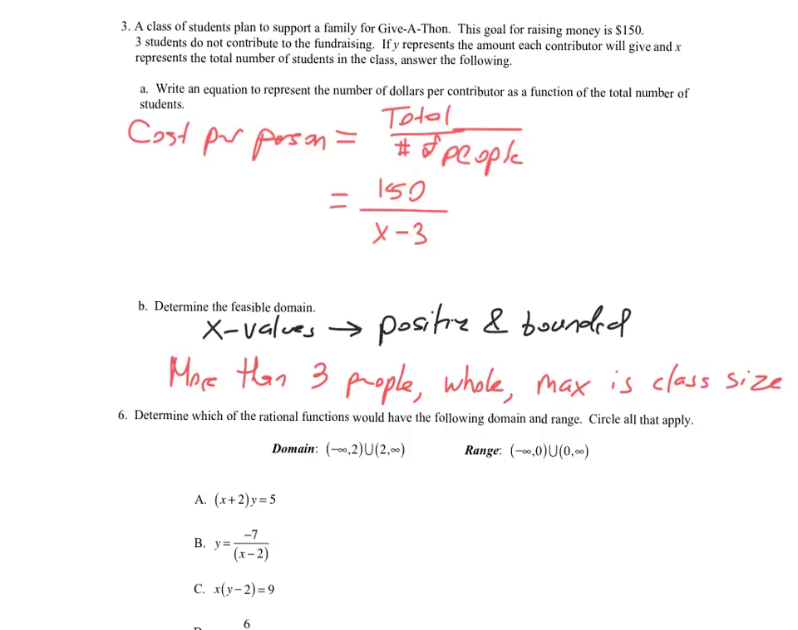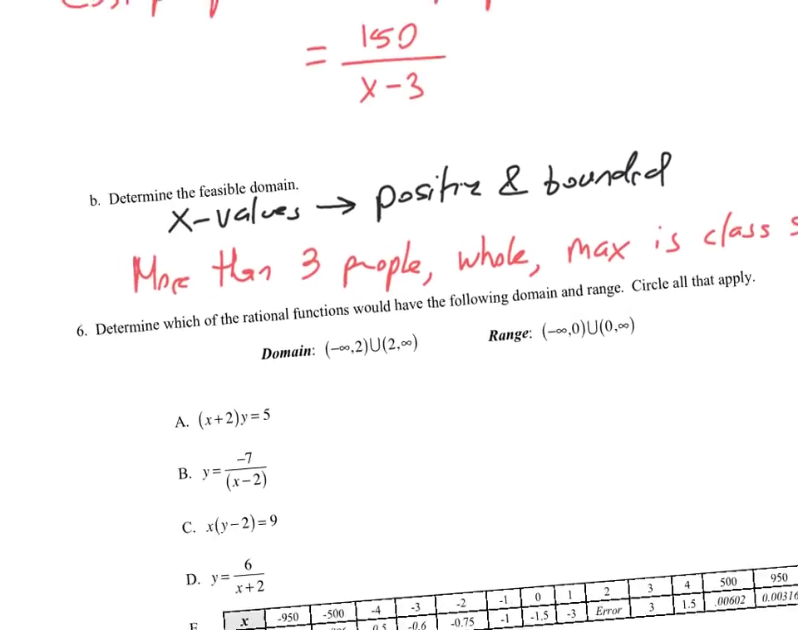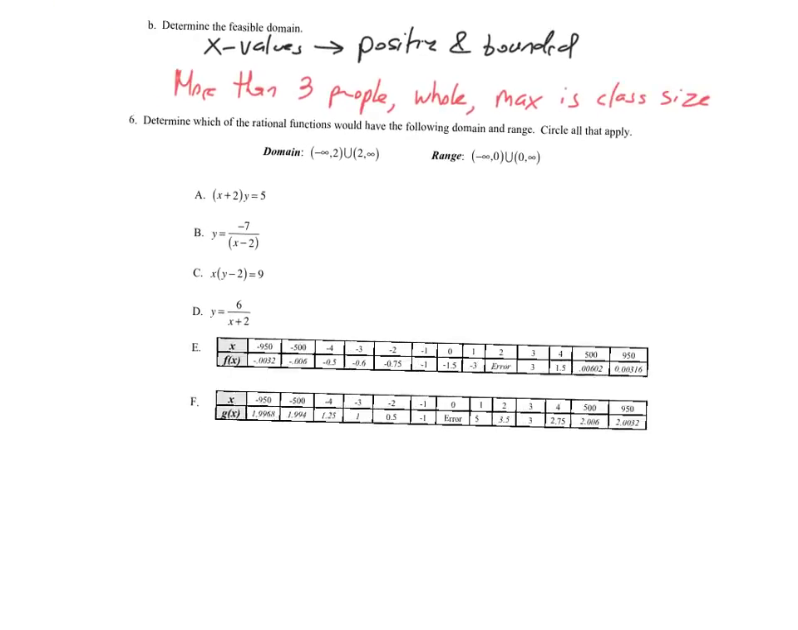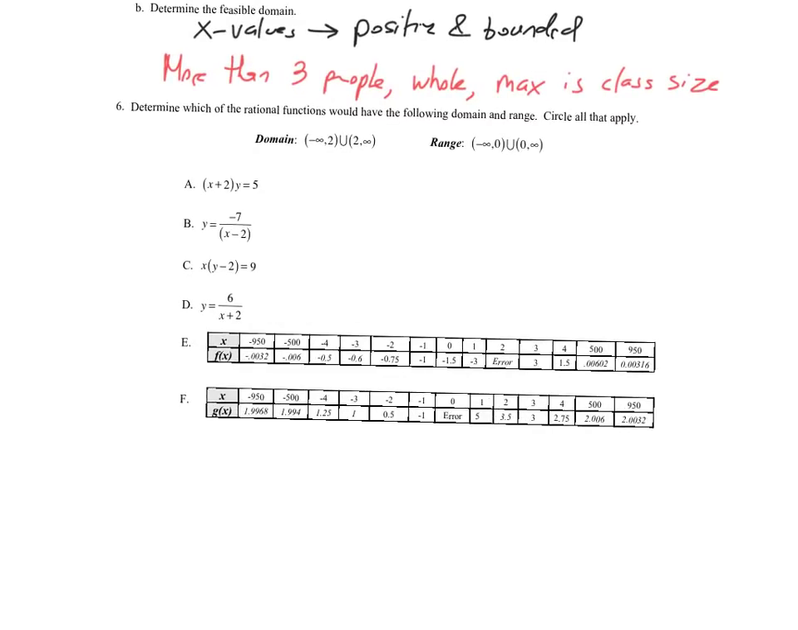Okay, great. You've been moving along well. So now there's one last question here before I let you go try the homework. Determine which rational functions would have the following domain and range. Circle all that apply. So once again, there's a couple of these hidden that are going to make you convert them into transformation form. So just let me do that for you.